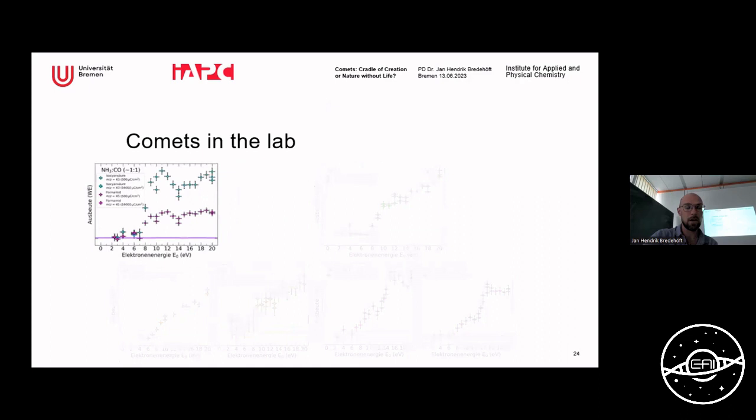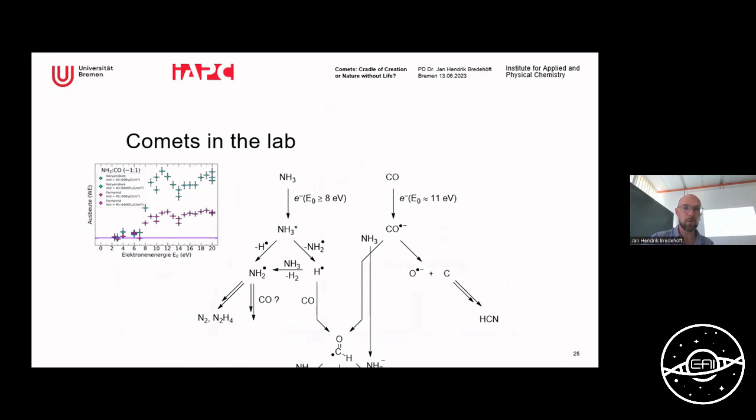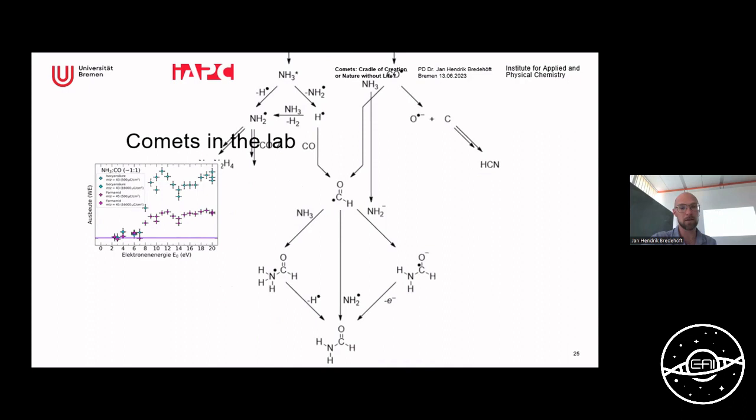And if I pick one of these, we have this reaction scheme where we start with ammonia and CO, and by successive electron treatment of these, we can form radical anions, we can form radicals that decompose into various other species, and then there's a lot of recombination and mixing going on according to the laws of organic chemistry, and we end up at the stable compounds HCN and formamide, for instance. So this is what we do in the lab.